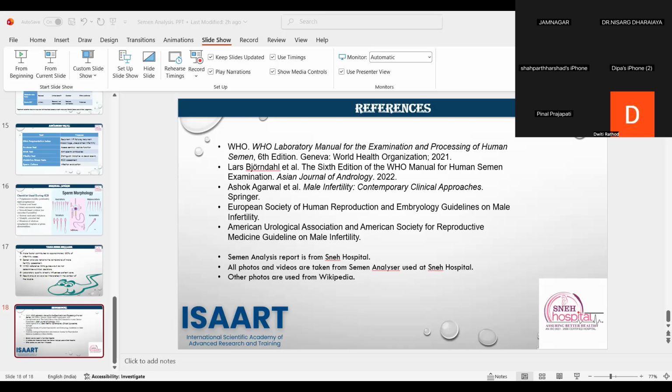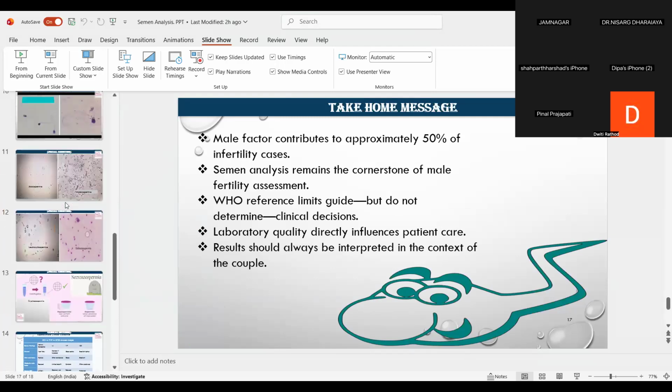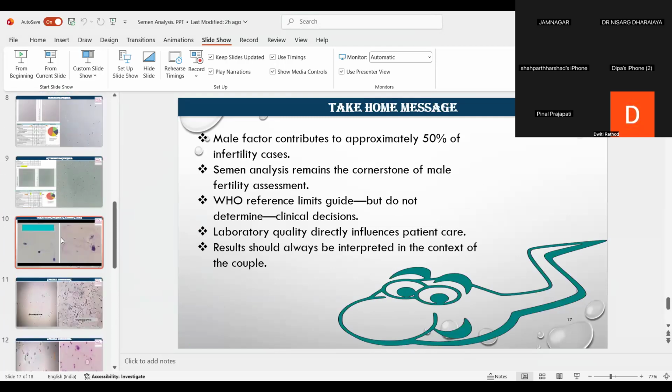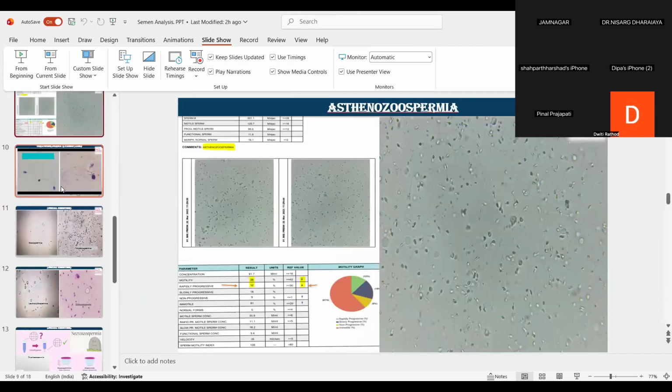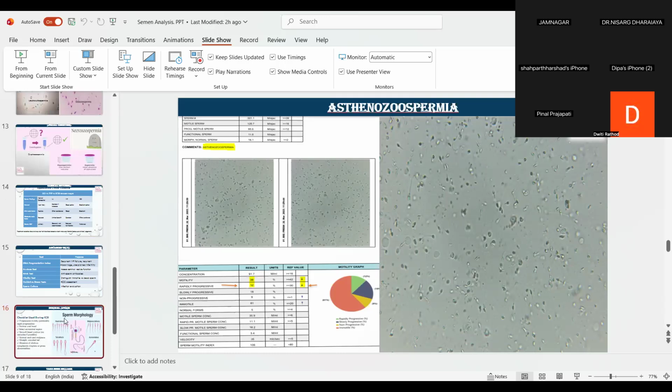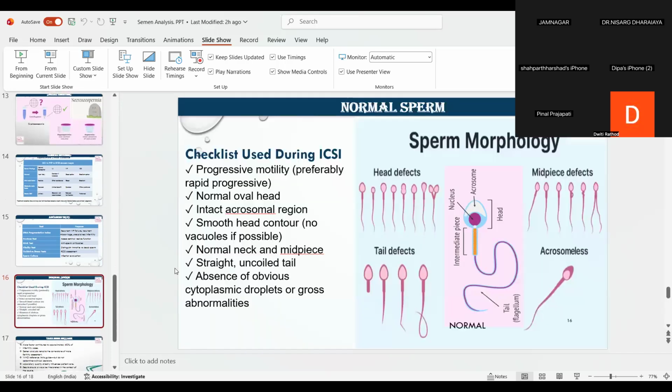Can any of the embryologists guide us? You had mentioned a slide in which all the characteristics of sperm were mentioned, related to sperm morphology. Can any embryologist explain, out of those normal sperm, which sperm you are going to select and on what criteria? Because in ICSI, you are going to choose one sperm only. So what are your criteria when you are selecting a sperm specifically for ICSI?